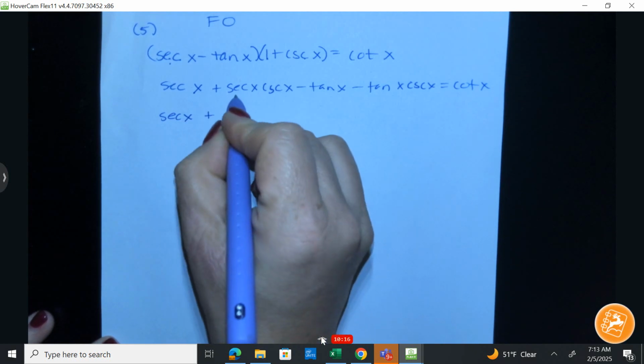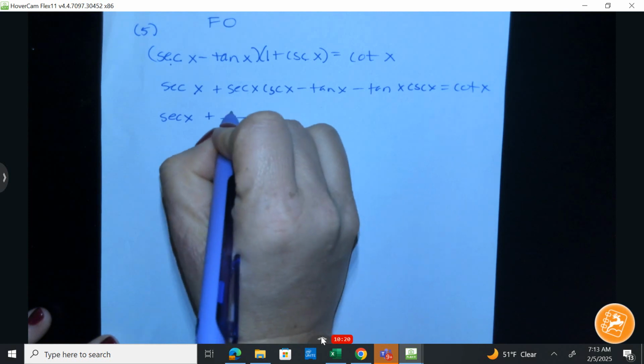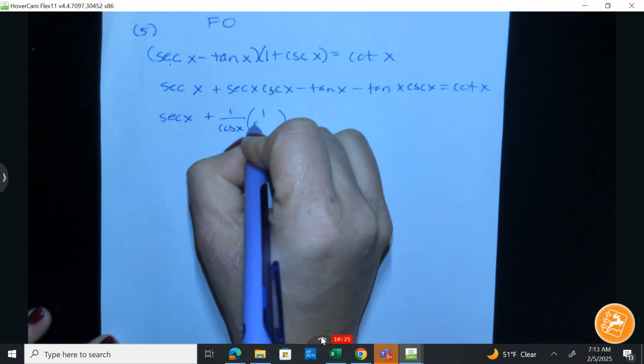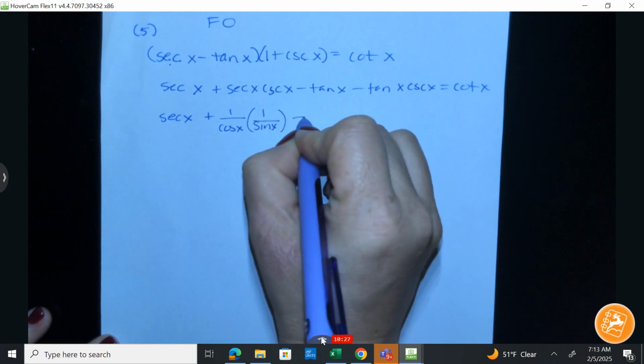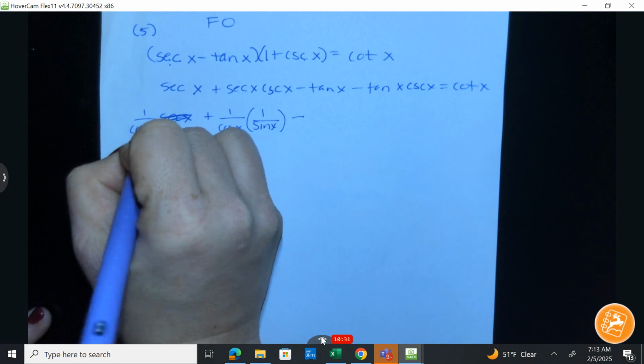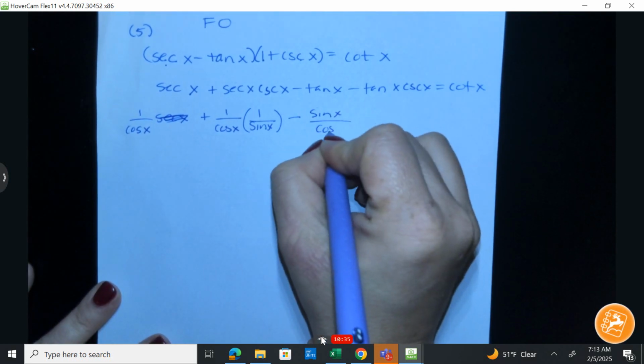Okay, I know that I can rewrite this as 1 over the cosine, and I can write this as 1 over the sine. Now, I should go back and rewrite this as 1 over the cosine as well. Here, I know I have sine over cosine.